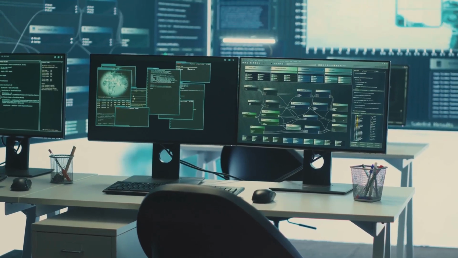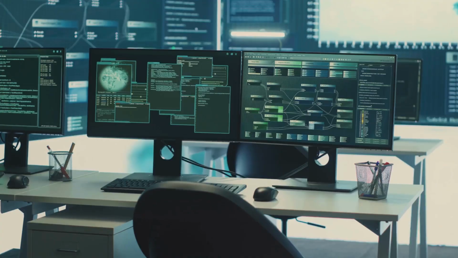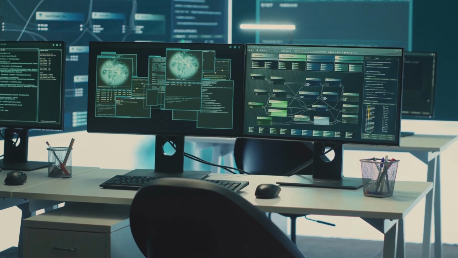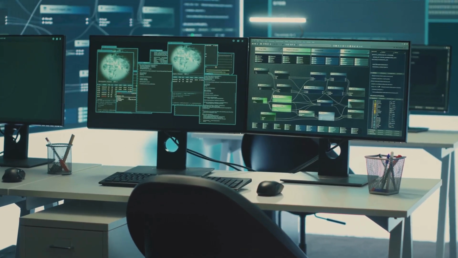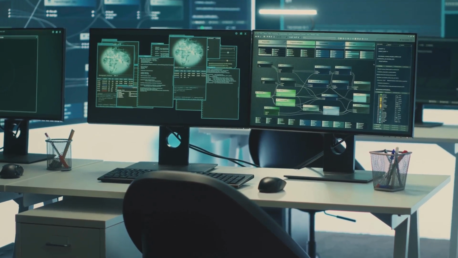Was that logon expected at that time? Should that user have those privileges? If the answer is no, you might be looking at a compromised account or someone doing something they shouldn't.